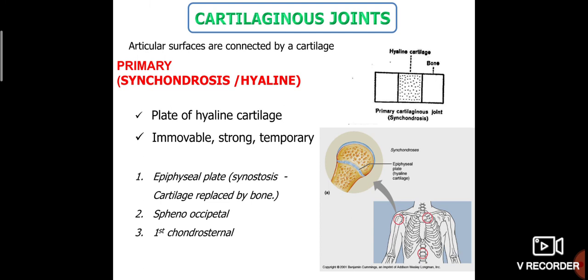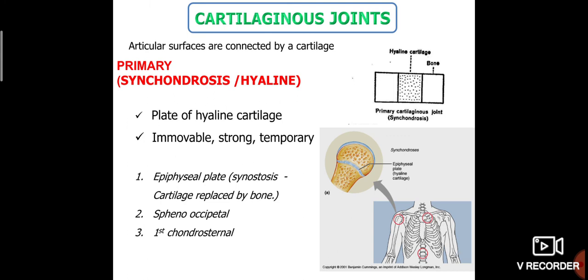I told you, elastic cartilage will never come in our joints. But the cartilages that can be seen in joints are either fibrous cartilage or hyaline cartilage. So depending upon the type of cartilage, we can classify the cartilaginous joint into primary and secondary. In primary cartilaginous joint, hyaline cartilage is present between the bones. But in secondary cartilaginous joint, fibrous cartilage will be present.